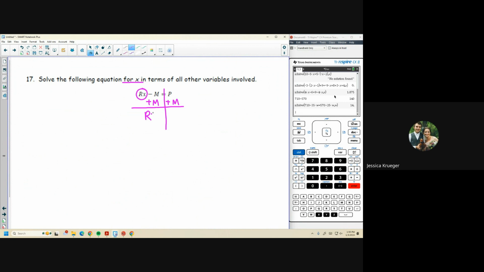So now I have Rx equals P plus M. Those are not like terms, so I cannot combine them. I just have to leave it as P plus M. The left side is R times X. So to break apart multiplication, I do division. And my answer is X equals P plus M all over R.